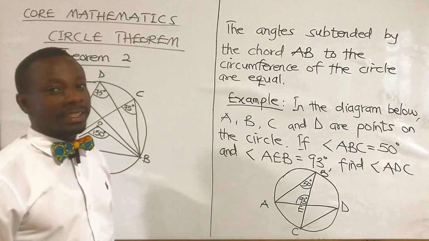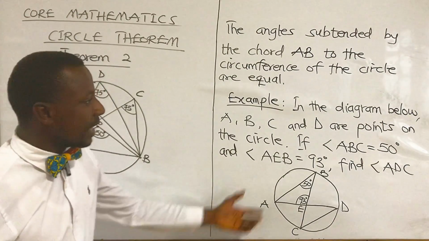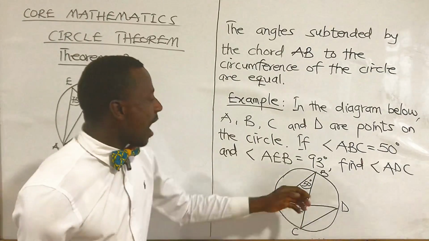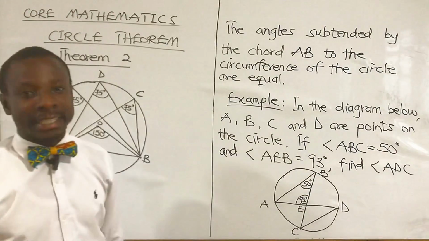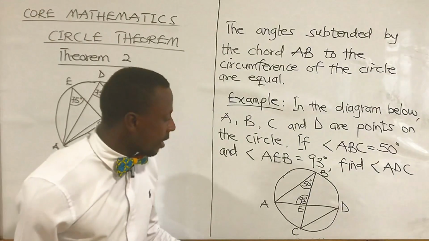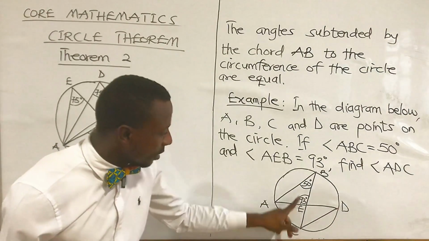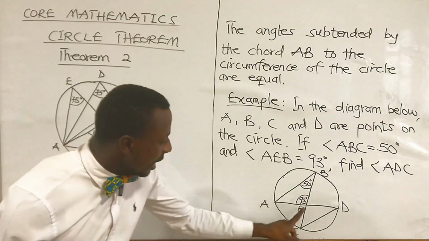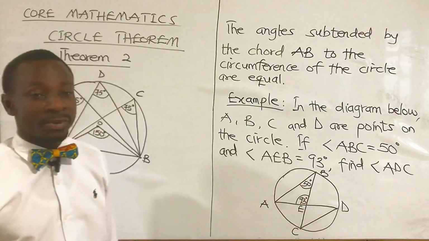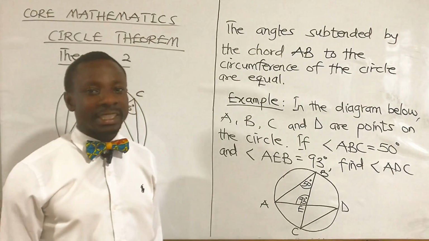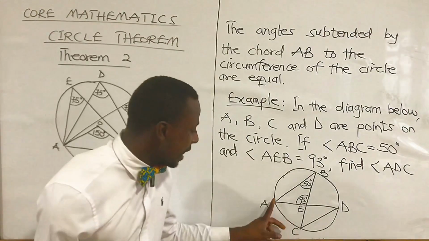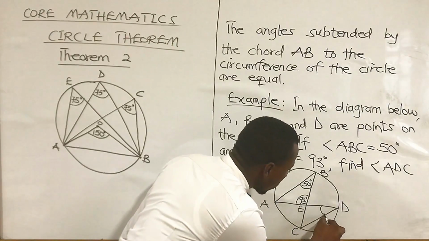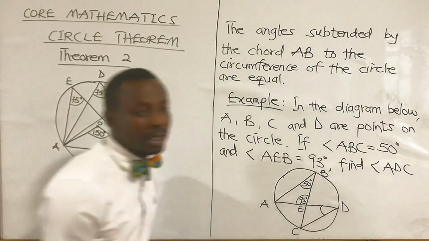So this is our first example. In the diagram below, A, B, C, and D are points on the circle. If angle ABC is equal to 50 degrees and angle AEB is equal to 93 degrees, then the question is saying that we should find angle ADC. So basically, we are looking for the angle here.